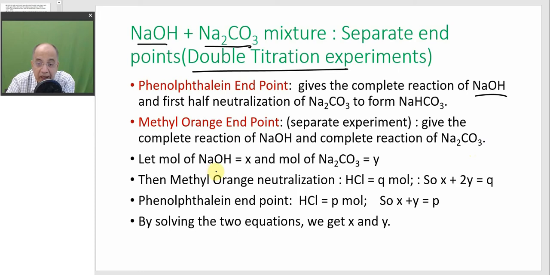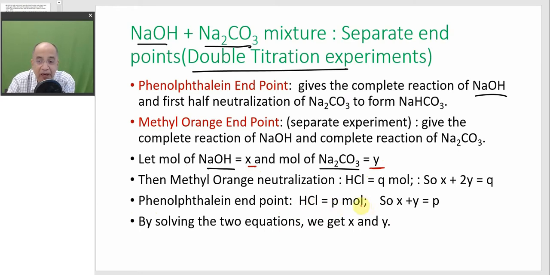Supposing we take a mixture of NaOH and Na2CO3, and let's say the number of moles of NaOH present in that mixture is X and the number of moles of sodium carbonate is Y. Let us first talk about phenolphthalein. When you use phenolphthalein as indicator and the endpoint, you find HCl consumed at the end point is P mole.